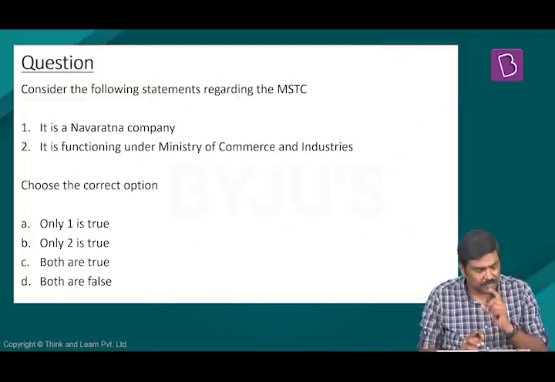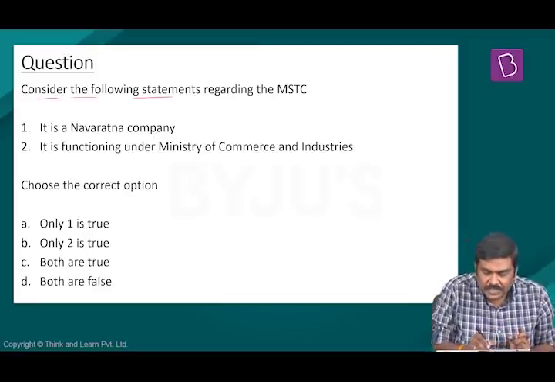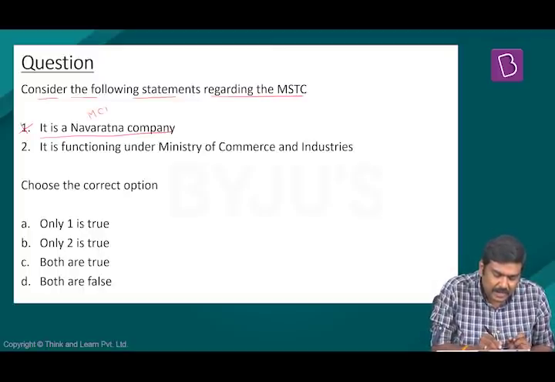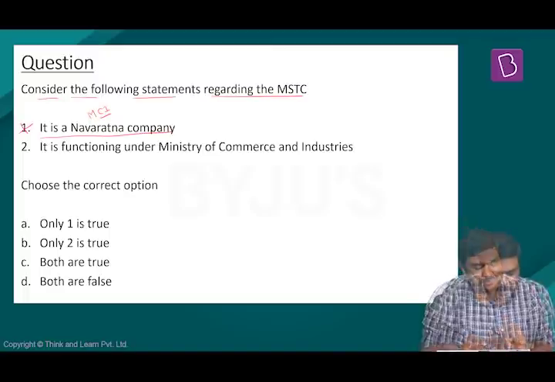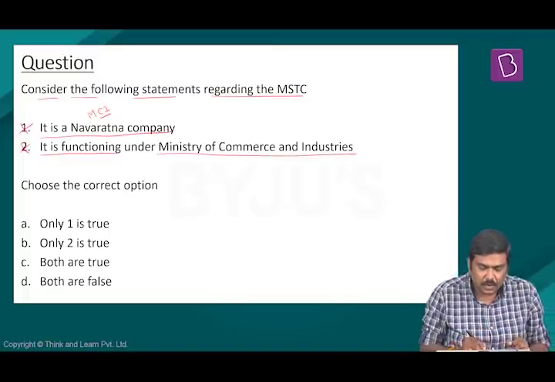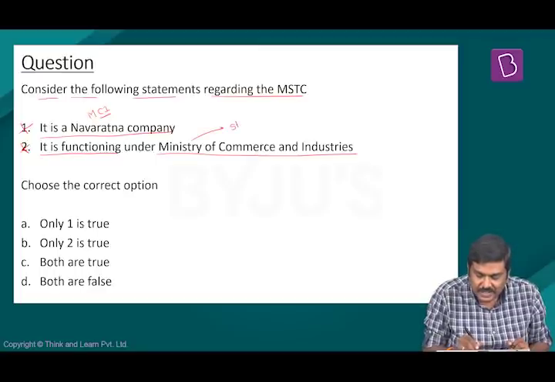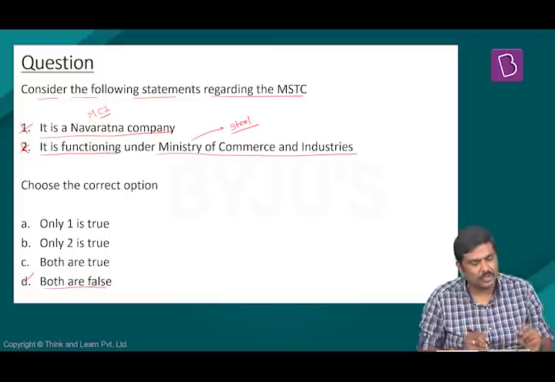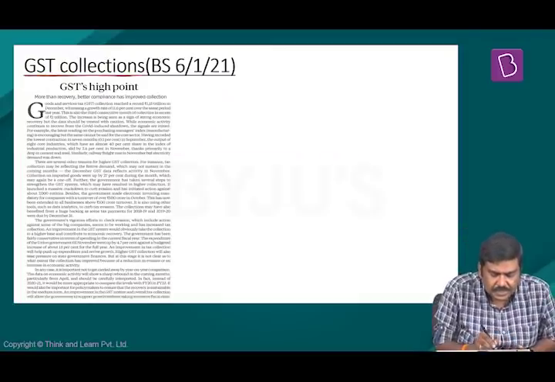Based on this discussion, I have given a question here. Consider the following statements regarding MSTC. It is a Navaratna company. No, this statement is wrong. It is a Mini Ratna Category 1 CPSE. It is functioning under the Ministry of Commerce and Industry. This statement is also wrong. It is functioning under the Ministry of Steel. So both the statements are wrong. The right option is option D, both are false.